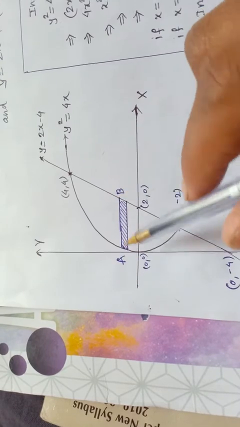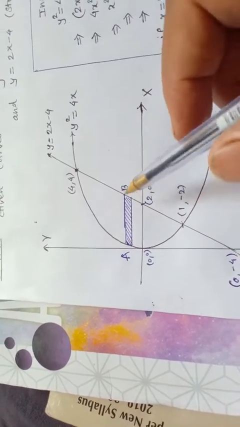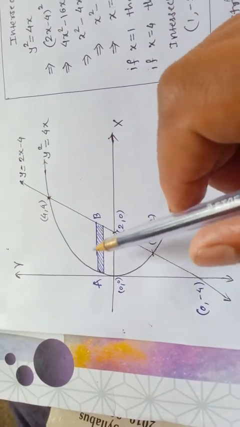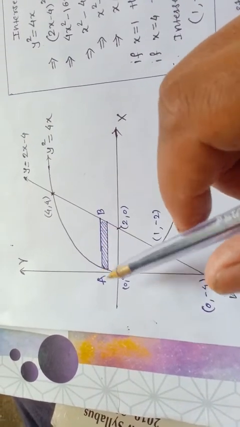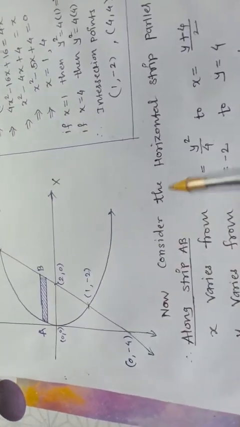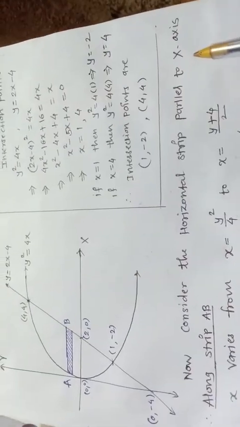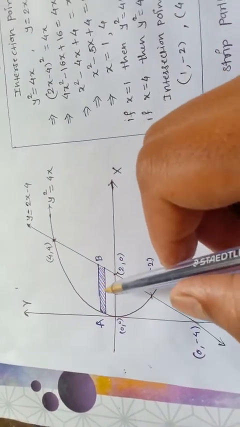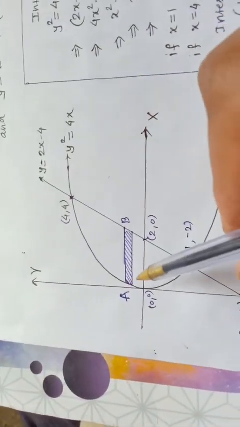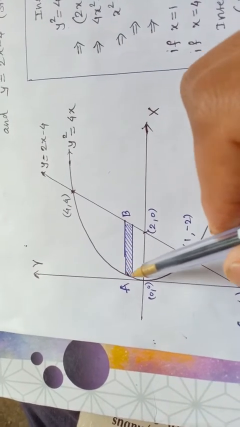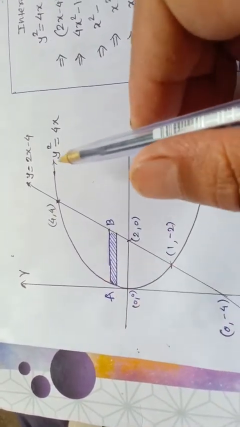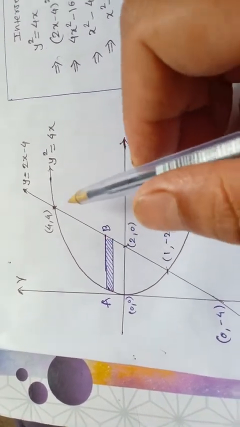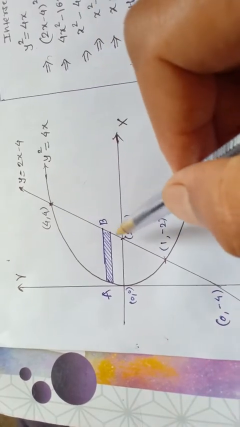And that is why we are considering a horizontal strip, so that we can find our limit of integration using only one strip. So here I am considering one strip, that is strip AB, that I mentioned here. Consider the horizontal strip parallel to the x-axis. Now I am finding the limit of integration along this strip, and we can observe the lower end of this strip is touching the curve y square equals 4x, and the same strip is touching y equals 2x minus 4 at the upper side.